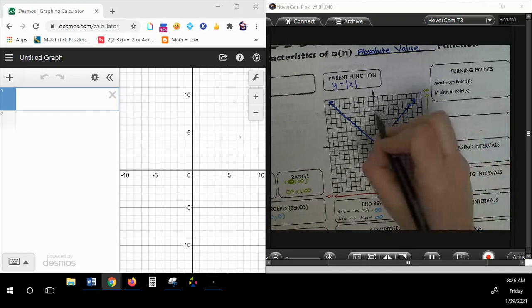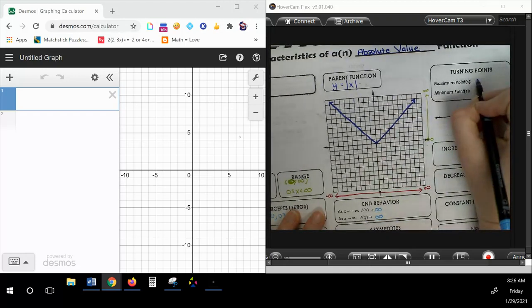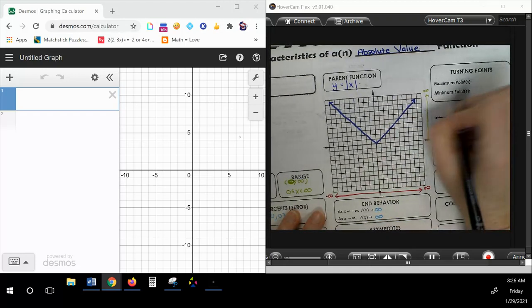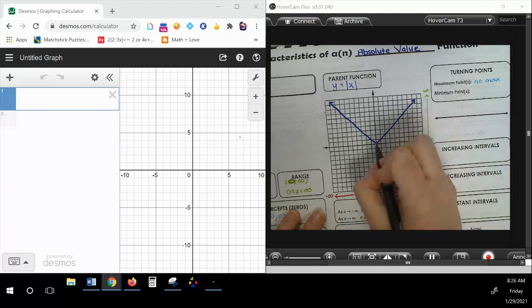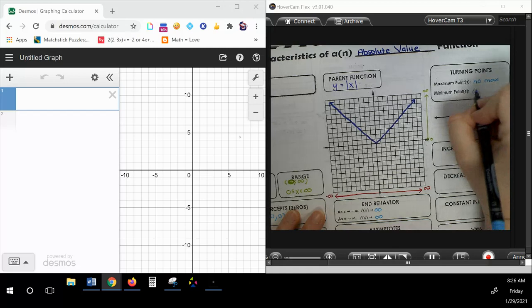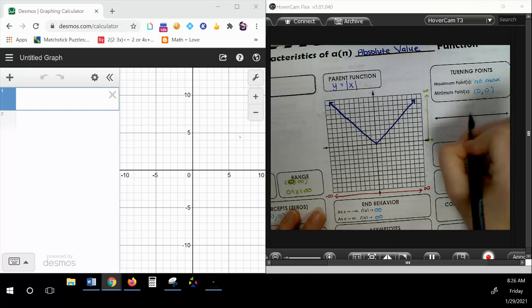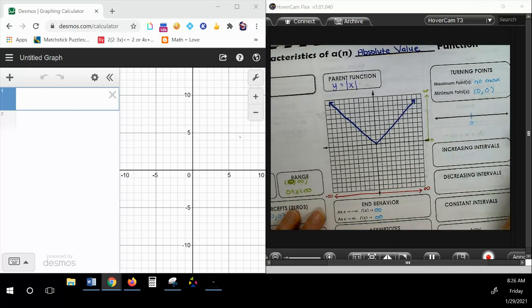We actually do have a turning point here. We don't have a maximum and we don't have a minimum. Well, we do have a minimum. No max, but the minimum is 0, 0. And if you put that on here, it kind of helps to see it better.